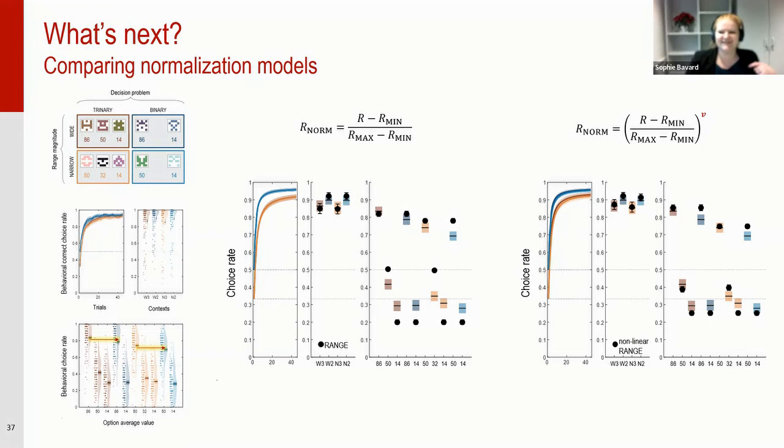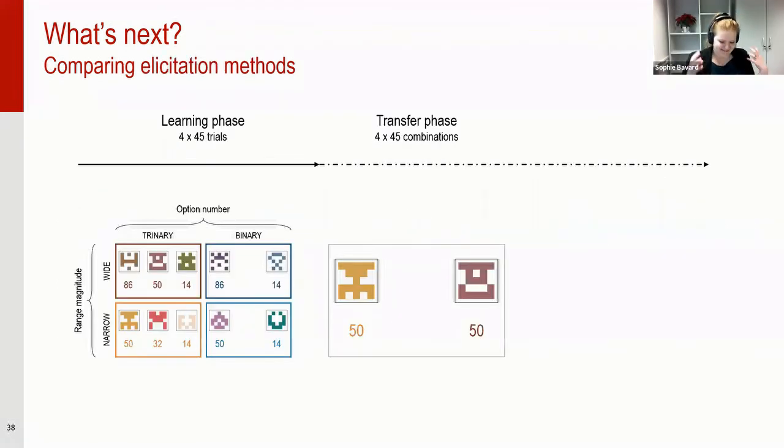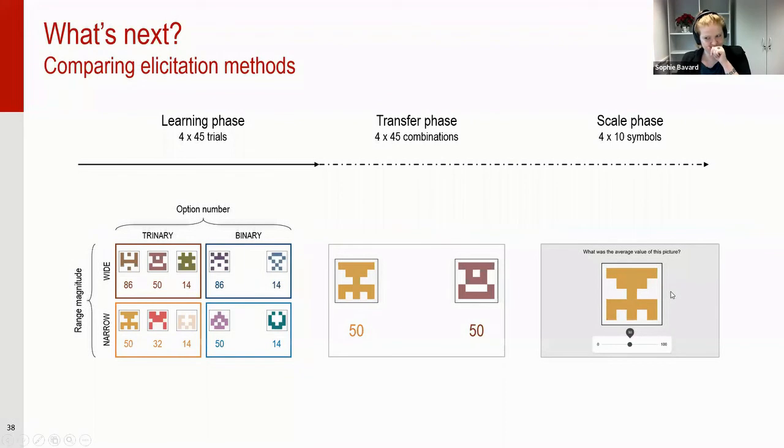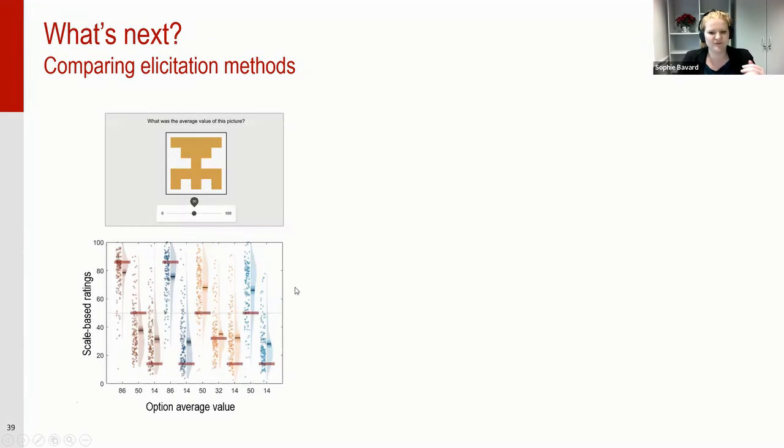And finally, the last thing that I want to show you is this. Something that I didn't tell you in the task design is that participants went through a learning phase, a transfer phase, and they also went through a scale phase, where we asked them to explicitly give the average value of each of the symbols. So this will give us another way of getting participants' preferences. Instead of being choice-based, like this phase, this will be scale-based. So participants could directly express their valuation of each of the symbols. And this is what we observe. So these are the results from this phase.